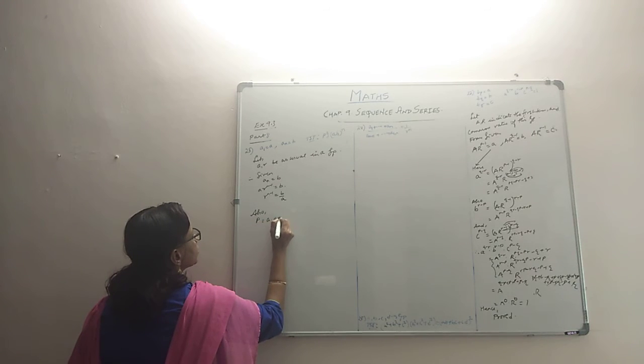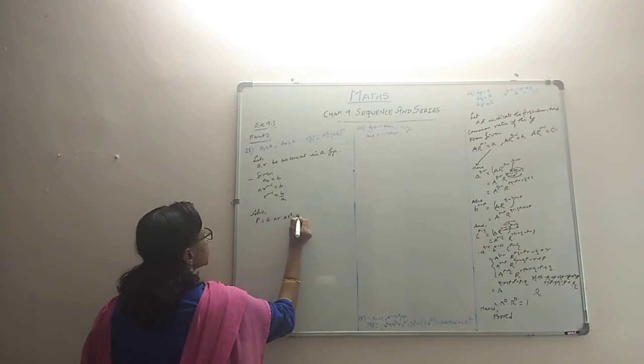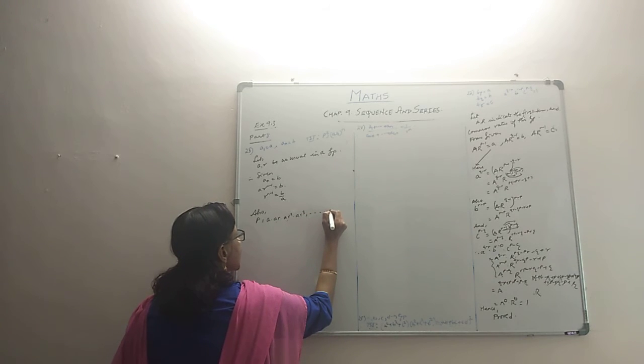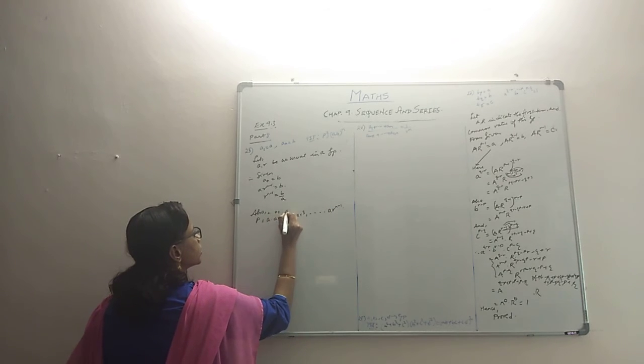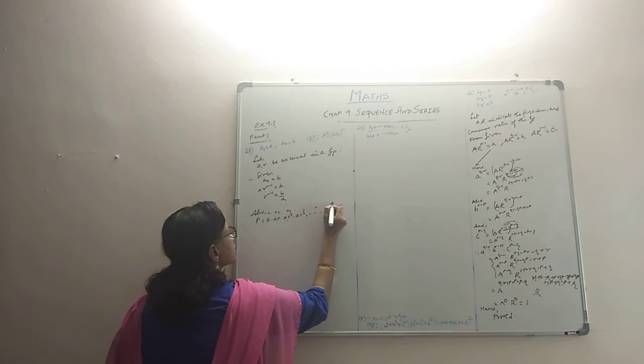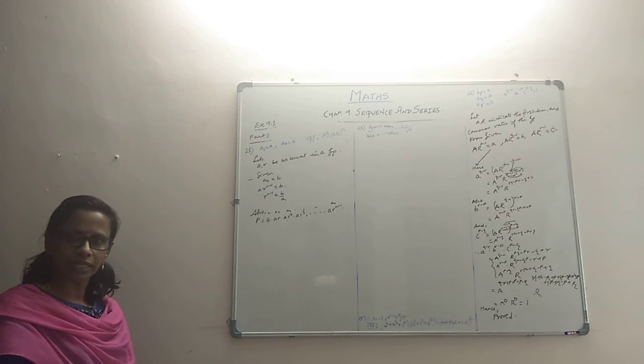First will be a, then will be ar, then will be ar squared, then will be ar cubed. Yeah, first term, second term, third term, fourth term. Last term a_n is ar raised to n minus 1. That's how you have first term, second term, third term, and all that. Last term, we are taking the product. We are writing it like this.